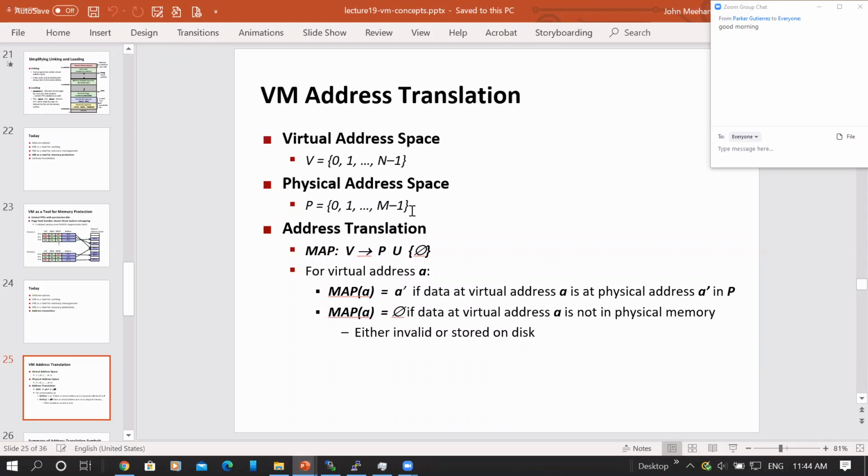Every process thinks it has its own virtual address space, which starts from 0 and goes to however many bits are in a virtual address, right? And that's huge. It's much bigger for that one process than all the physical memory you have on the entire computer. And every process thinks it has that huge virtual address space. And I have hundreds or thousands of processes running on the computer.